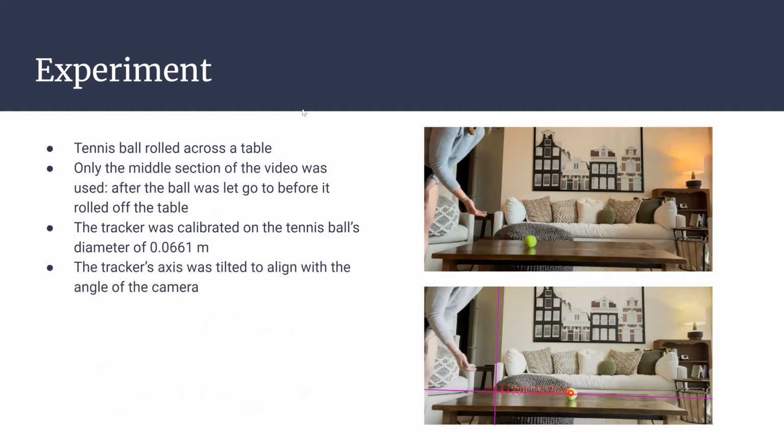In the experiment, I rolled a tennis ball across the table and then put it in the Tracker program. I only used the middle section of the video, after I rolled the ball and before it rolled off the table. The tracker was calibrated using the tennis ball's diameter of 0.0661 meters, and the tracker's axis was tilted to align with the angle of the camera.